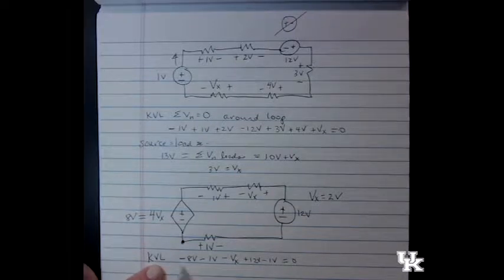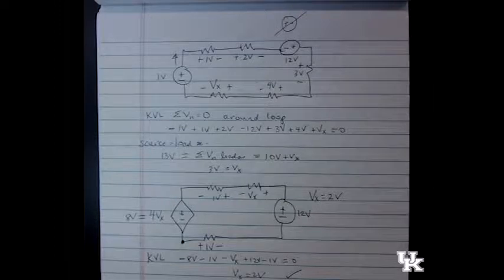All right, so if I go around this loop, I have, let's see, minus 9, minus 10, plus 12. So that's going to give me the Vx equals 2 volts. So that agrees. Okay. So this one, it doesn't really seem like there's anything to solve for.